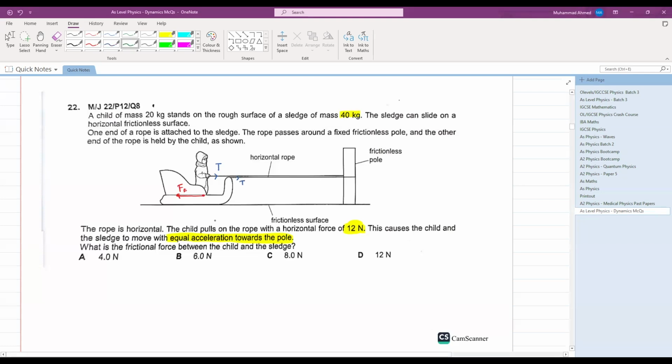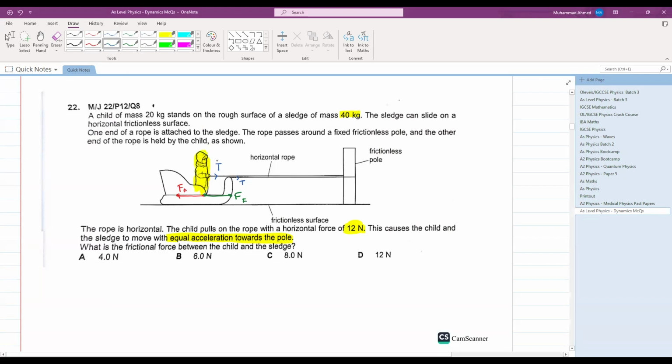Also, according to Newton's third law, if a child is acting a force on the sledge, the sledge will also act a force on the child. This will be opposite to friction as well. Okay. So now here we can create two free body diagrams or two body equations. First of all, let's consider this child only.